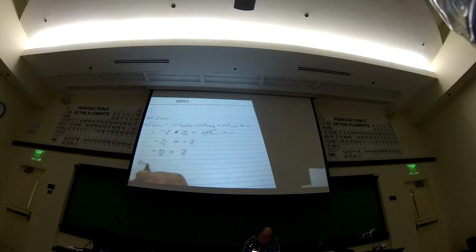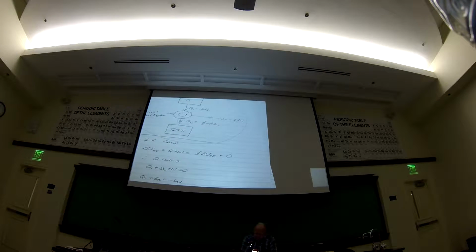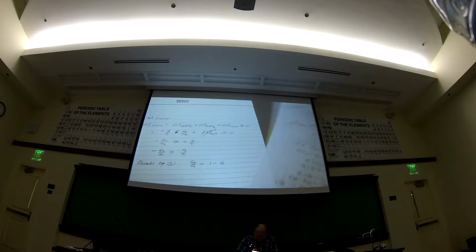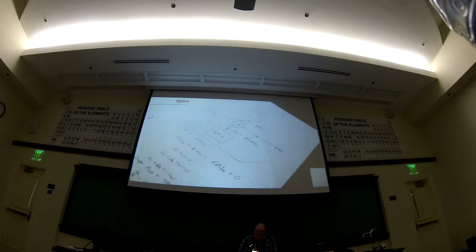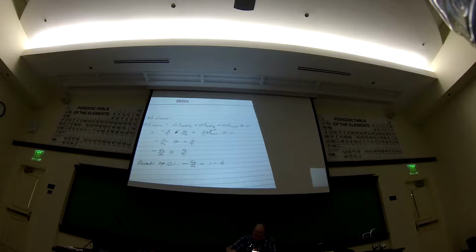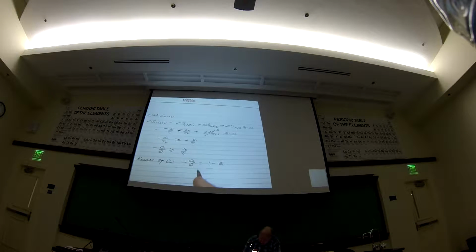Now we recall equation 1, which was that minus Q2 over Q1 was 1 minus the efficiency. So we can substitute that here and write 1 minus the efficiency of the heat engine is greater than or equal to T2 over T1.